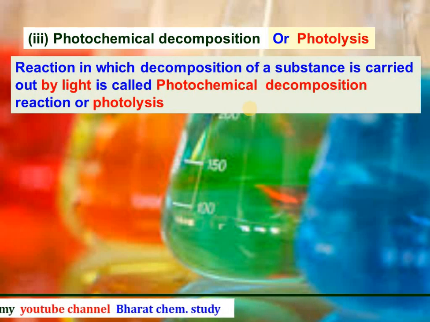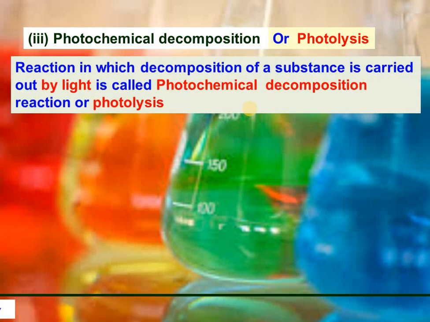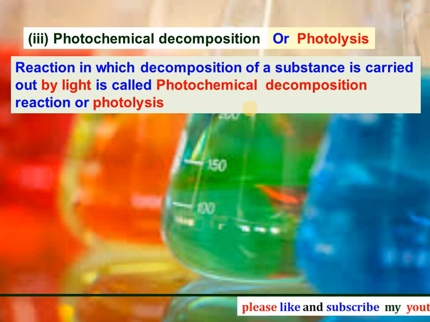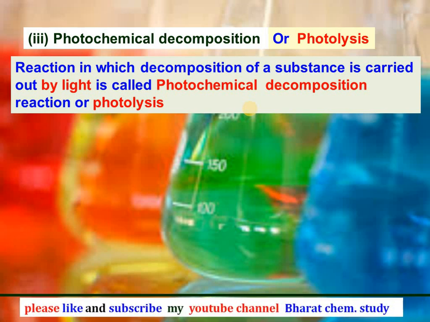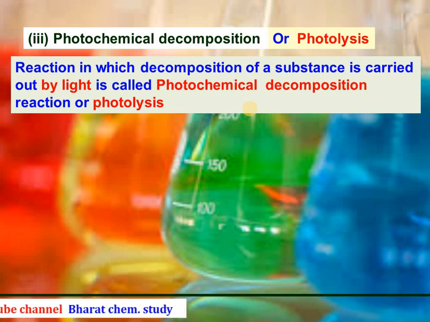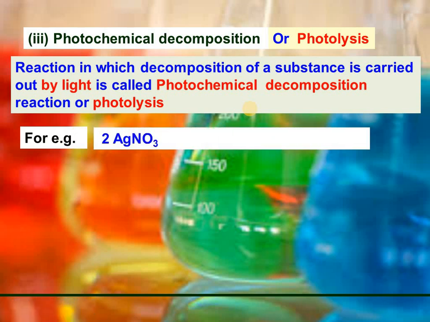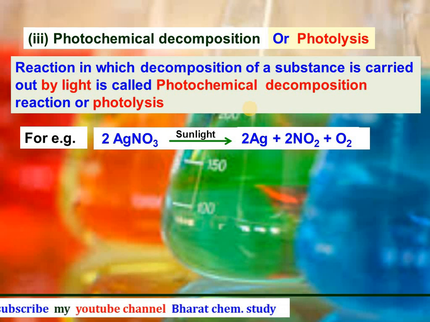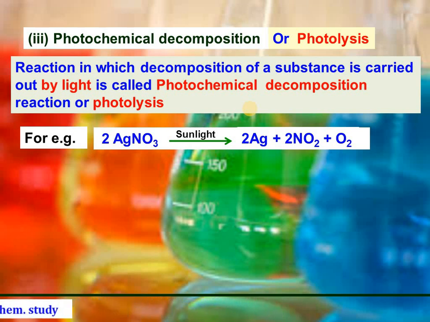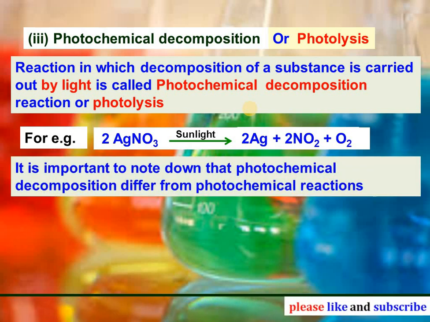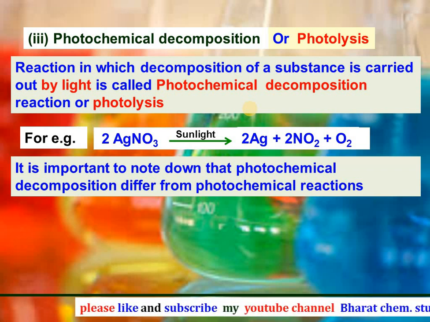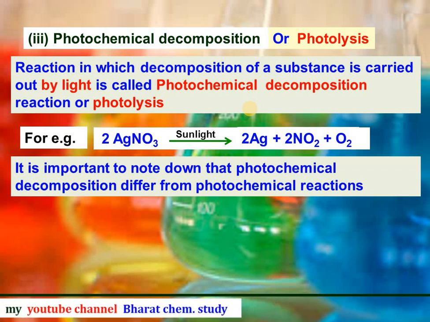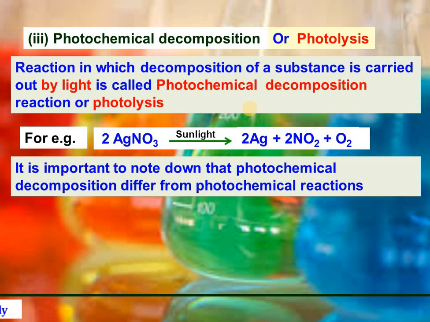The reaction in which decomposition of a substance is carried out by light is called photochemical decomposition reaction or photolysis. For example, silver nitrate decomposes in the presence of sunlight to give silver plus NO2 gas and oxygen gas. It is important to note that photochemical decomposition differs from photochemical reaction a little bit.